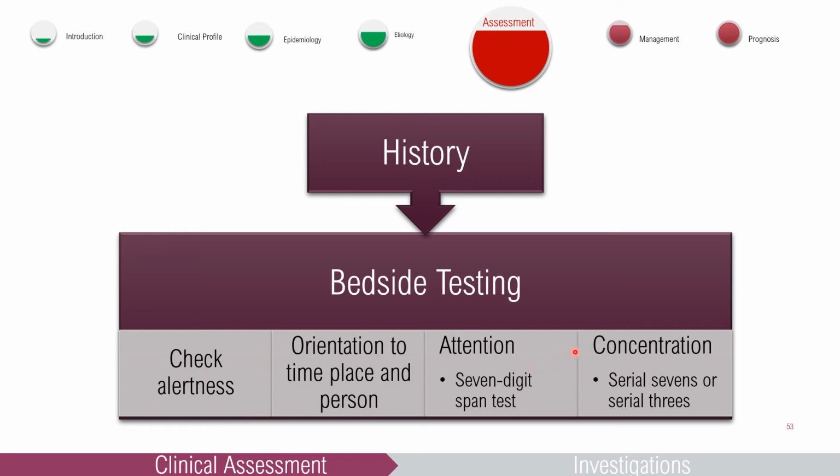For testing concentration, we ask them to subtract 7 from 100 and then keep subtracting 7s from the answer each time for a total of 5 times. So we are not testing math here. We want to see if they can perform a mental action repeatedly without losing the focus. So you can give them an alternative task. For example, starting with 30, subtracting 3 from the answer each time, or speak the days of the week in reverse.